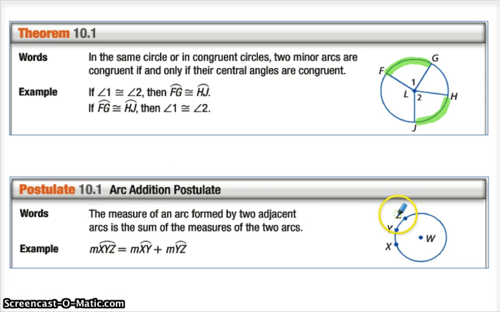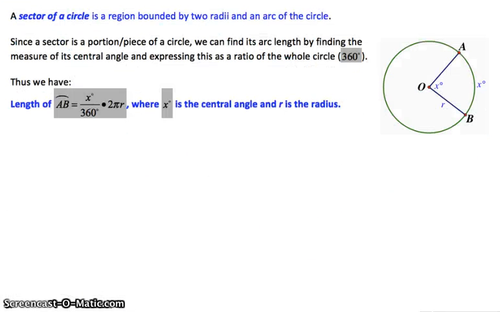If we talk about the measure of arc ZY, and of course that's in degrees, added to the measure of arc YX, in degrees, altogether it would equal the measure of arc ZX. So you can add arcs together and they add just like segments or angles. That's not supposed to be surprising. We'll do some of these problems and you'll see how that works.